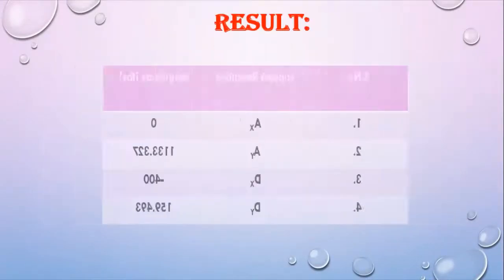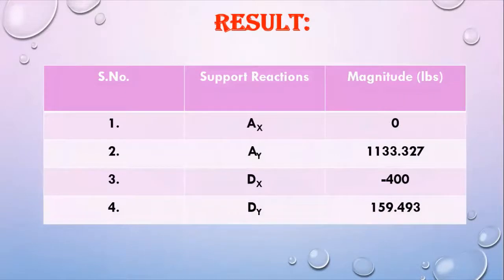So now you can see the result. We have calculated all the support reactions. There were 4 support reactions. AX is coming out to be 0. AY is 113.327. You can see that I put the unit LBS at the top of the column, and DX value is minus 400 and DY is coming out to be 159.493.